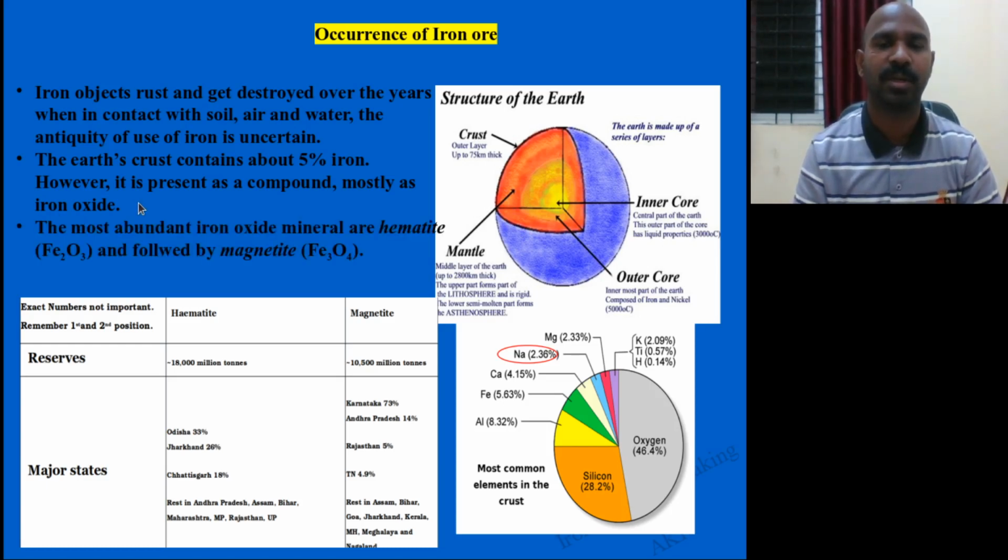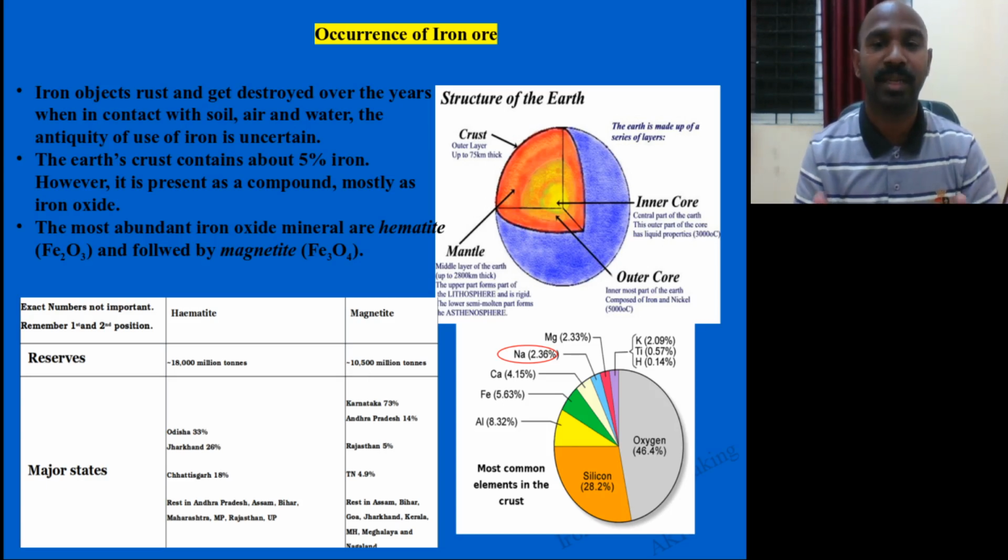Further, this iron oxide exists in two forms. One is hematite, the other is magnetite. Majorly, the higher percentage of iron is found in magnetite, but as iron oxide Fe2O3, the major source is hematite. For example, in Orissa 33% of hematite is existing, Jharkhand 26%. Coming to magnetite, it is 10,500 million.